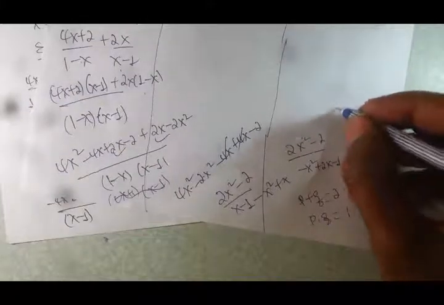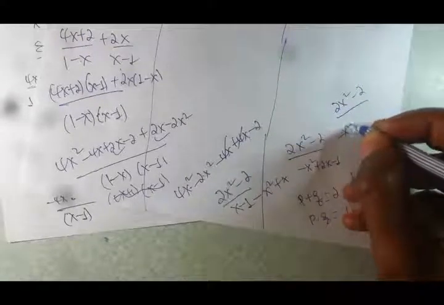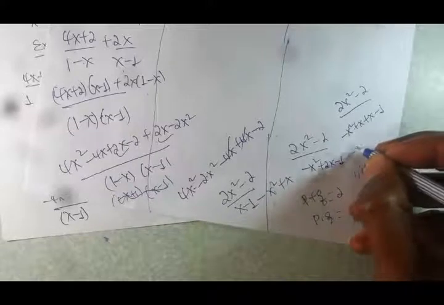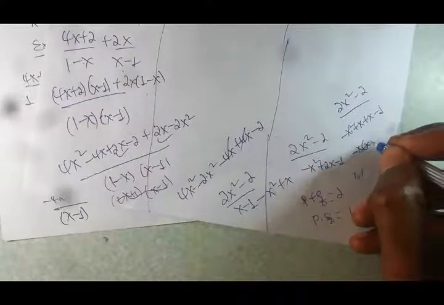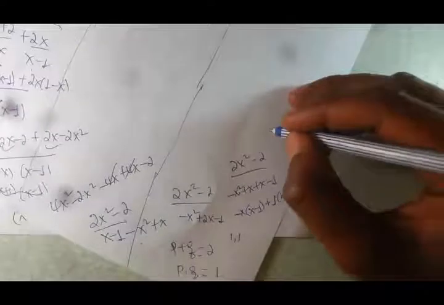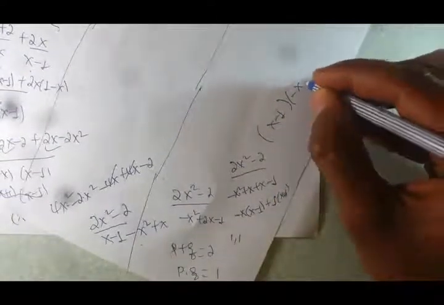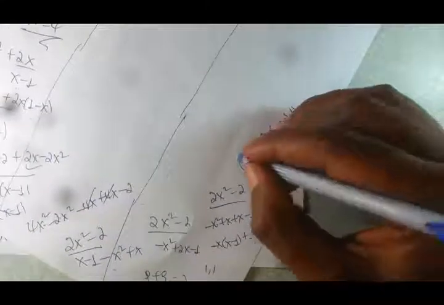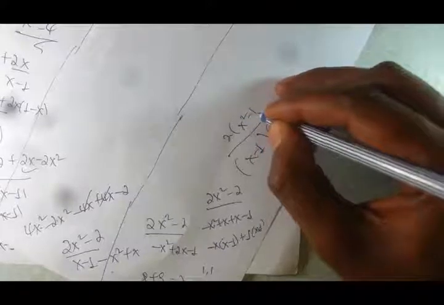Therefore 2x square minus 2 over negative x square plus x minus 1. When you take minus x as a common factor, this divided by this, x will be left, this divided by minus 1 will be left, plus common factor 1 times x minus 1. When you take x minus 1 as a common factor, x minus 1 times minus x plus 1 will be left over. When you take 2 as a common factor, x square minus 1 will be left.